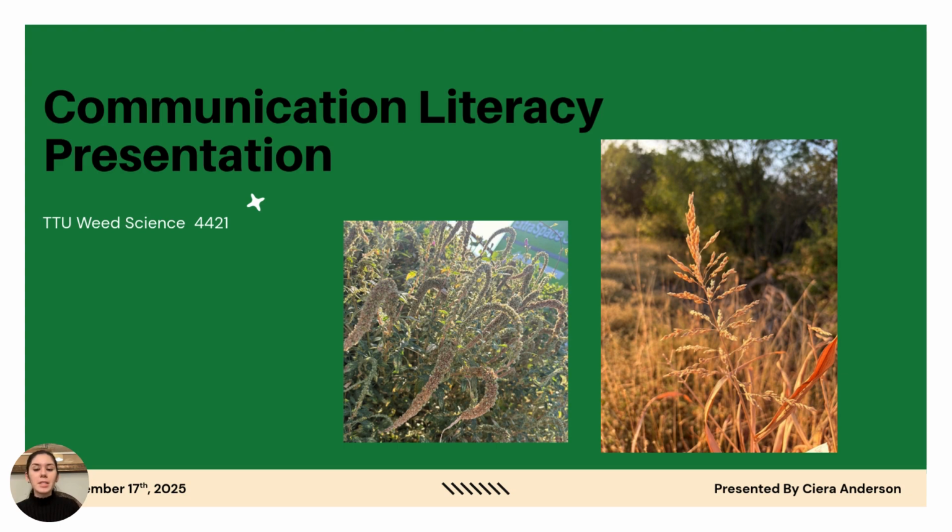Hey guys, my name is Ciera Anderson, and today for my communication literacy presentation, we are going to be looking at a set of data from a weed science study about herbicides. This herbicide data set pertains to the effectiveness on three common weeds we see all the time in the landscape and field production. These weeds are Johnson grass, field sandbur, and Palmer amaranth. For Palmer amaranth, we are observing a glyphosate resistant and tolerant variety.